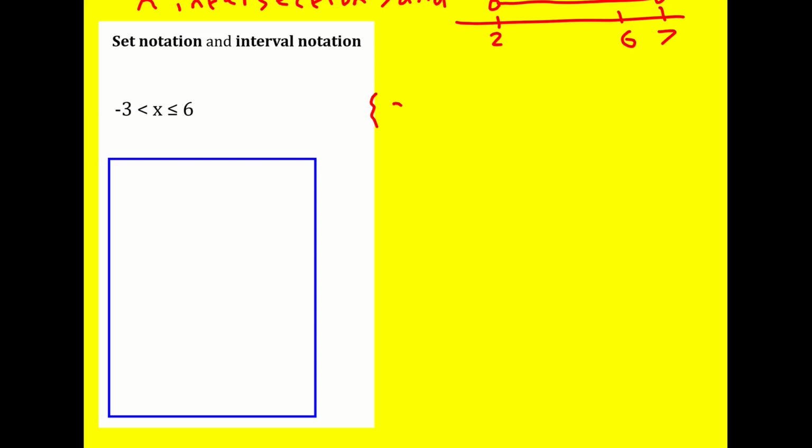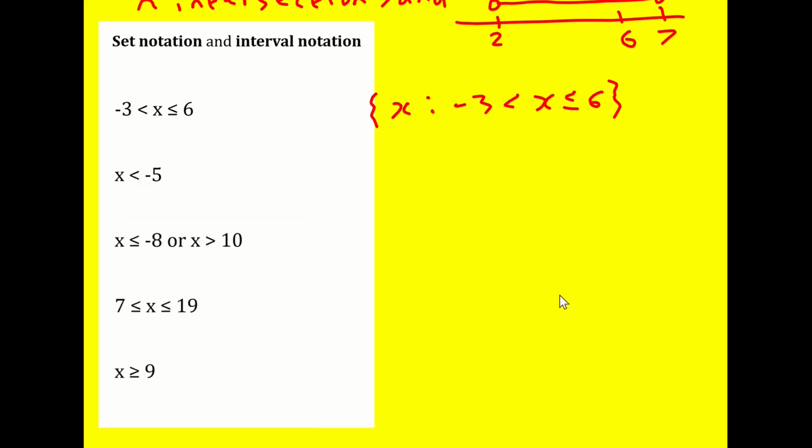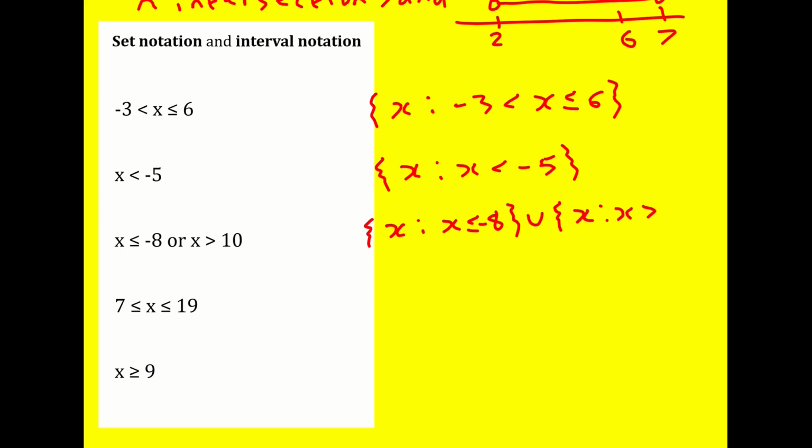Okay, it's going to be the set of x such that minus 3 less than x less than or equal to 6. We'll come back to interval notation. How about this one? Actually, I'm just going to show you all of them. This one, set of x such that, it's important to think through what each symbol means as you do it. So I'm explaining it as I go, what I'm writing. Set of x such that x is less than minus 5. Here, set of x such that x is less than or equal to minus 8, unioned with the set of x such that x greater than 10.